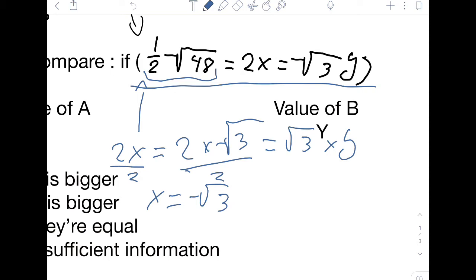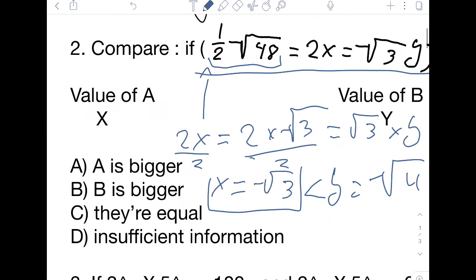So x is equal to root 3, and if you want to compare any two numbers, they have to be in the same form. So you can't say y is equal to 2. You have to say something weird, like, in order to really understand, y is equal to root 4. And root 4 is bigger than root 3, and thus the value of b is actually bigger.